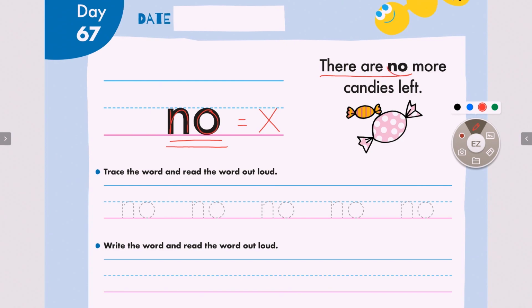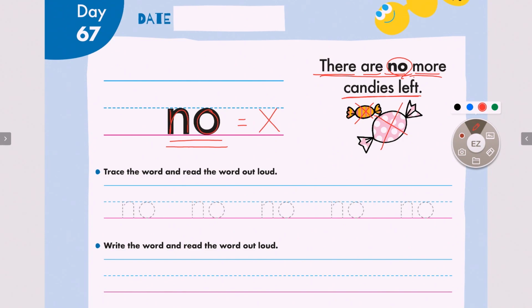There are no more candies left. That means, do we have one left? No, we don't have any left. No more candies. All right, let's read it one more time. There are no more candies left. All right, everyone, now let's go to our exercise.